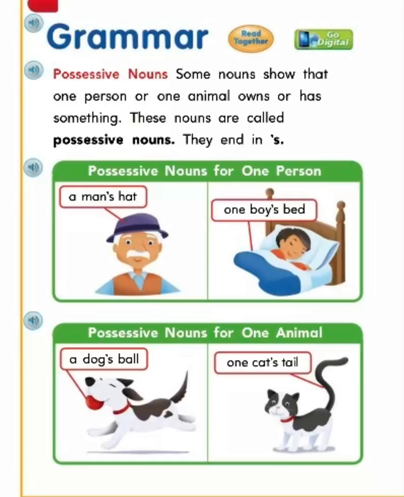Grammar. Possessive nouns. Some nouns show that one person or one animal owns or has something. These nouns are called possessive nouns. They end in apostrophe s. Possessive nouns for one person. A man's hat. One boy's bed. Possessive nouns for one animal. A dog's ball. One cat's tail.